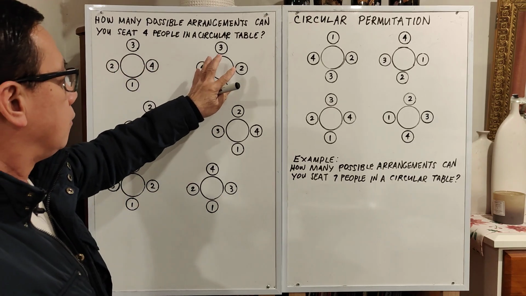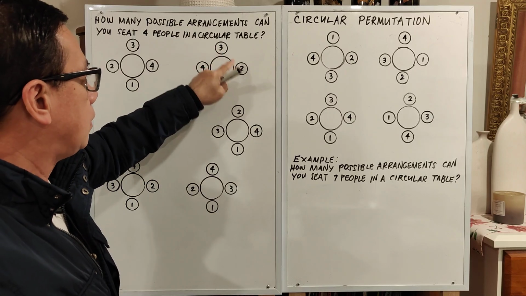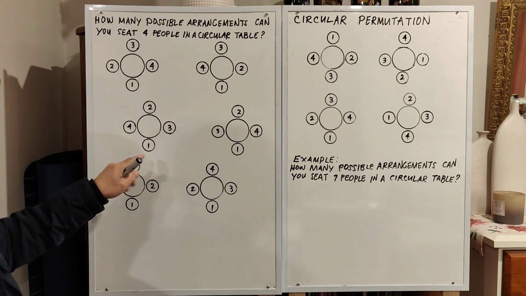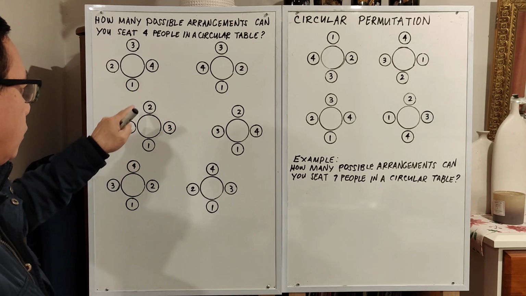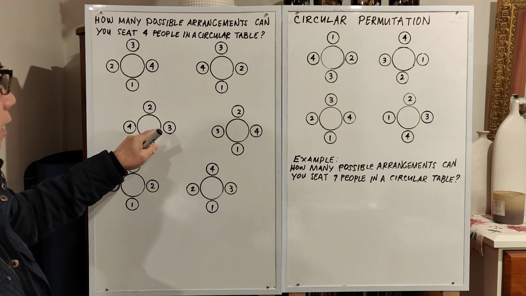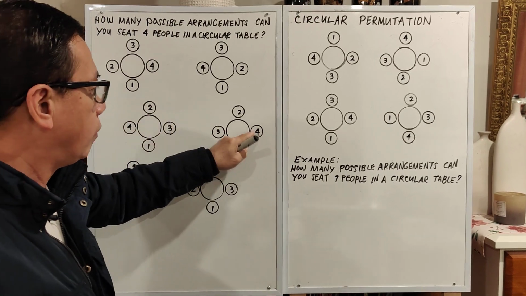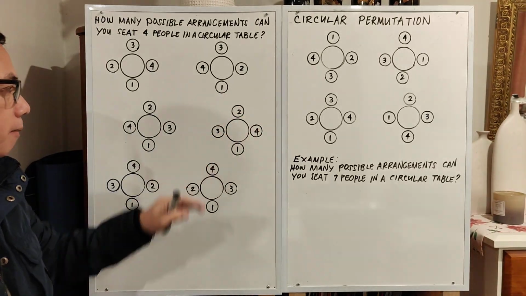Now, from this, let's swap 2 and 3. So this becomes 3 and 2. So this is another arrangement. So this is U. So 1, 4, 2, 3. And then we swap this, make it counterclockwise. 1, 4, 2, 3. This is another arrangement.